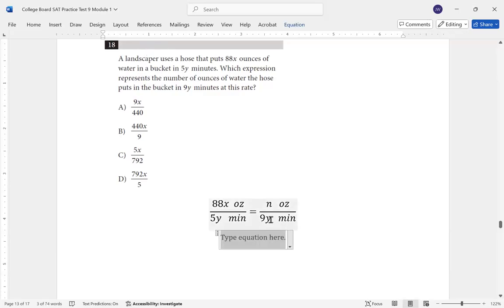Now, if you do this, we'd multiply 9y on both sides. Basically, what we would end up with is 88 times x times 9. When you take 88 times 9, you get 792. So that's when you take 88x times 9y, you get 792x times y, equal to n ounces times 5y. And there we go.